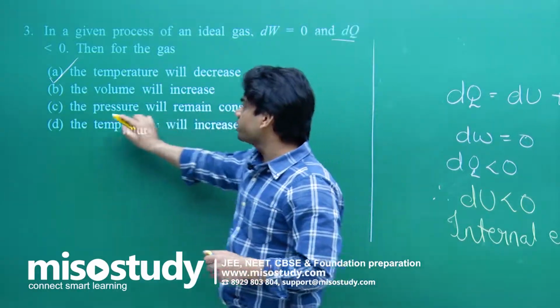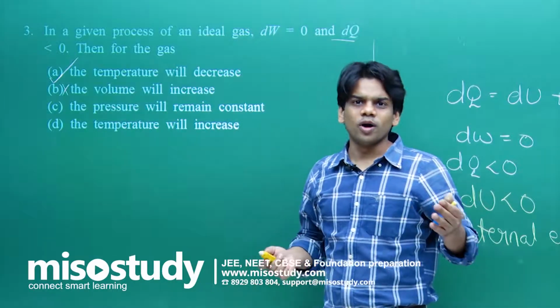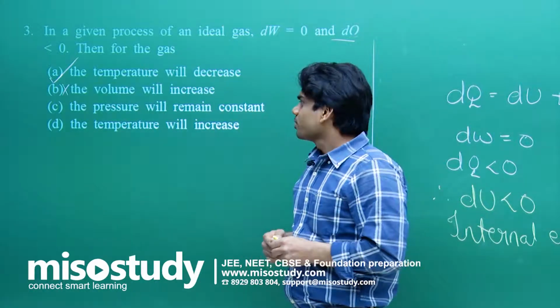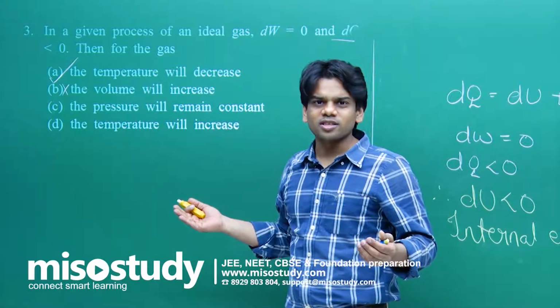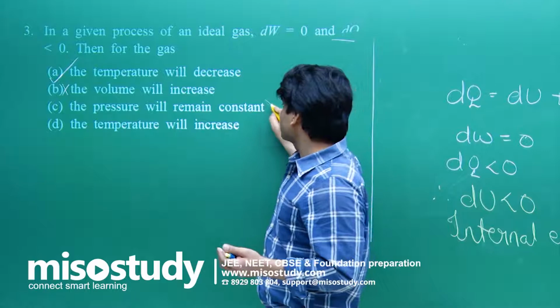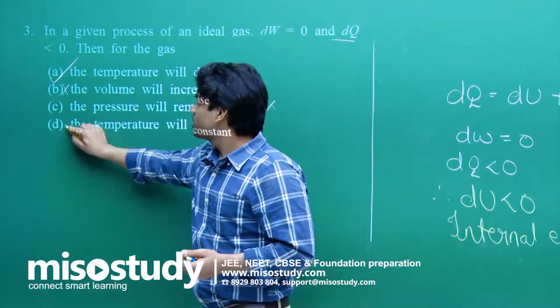B, the volume will increase. No, we cannot comment on that, because for the gas dQ is less than 0, there is no work done. The volume is going to remain constant. The pressure will remain constant? That's not required. We are holding the piston at the same position. Pressure will not remain constant. The temperature will increase? We are all seeing that temperature decreases. So even this is incorrect.